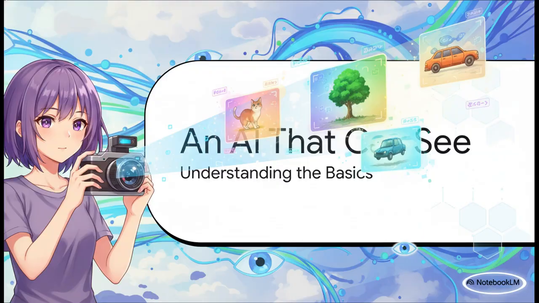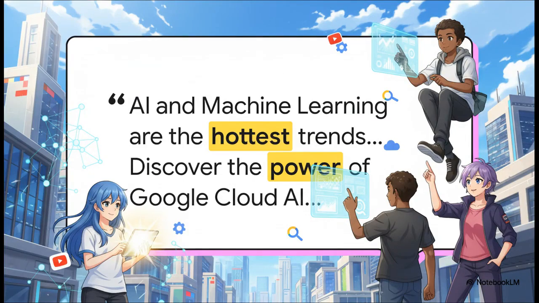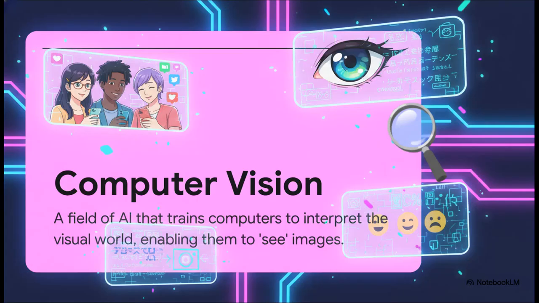Let's break it down. And this isn't some brand new hype. This quote from a super popular tutorial series shows just how much excitement there was around this tech even years ago. It was already clear this was going to be a huge part of the whole AI revolution. So in the simplest terms, computer vision lets an app look at a photo or a video and actually understand what's in it. Objects, people, text, you name it. It's all about giving our digital world the power of sight.